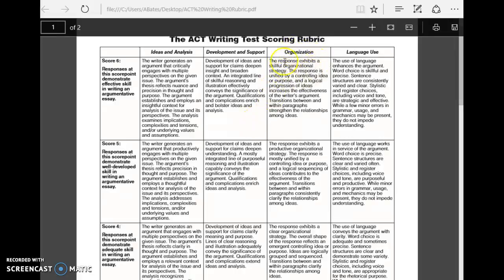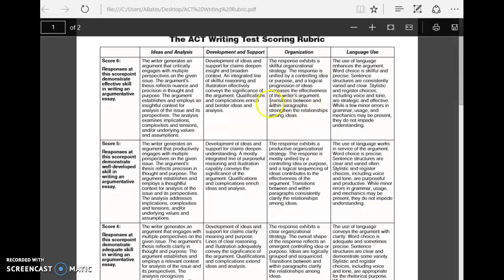Under organization, that seems pretty easy. The response exhibits a skillful organizational strategy. The response is unified by a controlling idea or purpose, that means your thesis, and a logical progression of ideas increases the effectiveness of the writer's argument. So you've got body paragraphs that go in an order that makes sense. Each of your body paragraphs is only about one topic, one idea, and you're not bouncing all over the place.